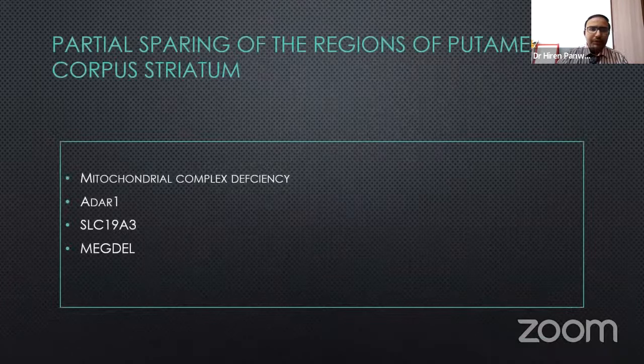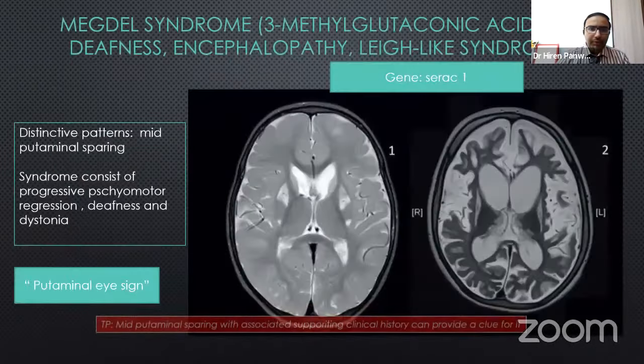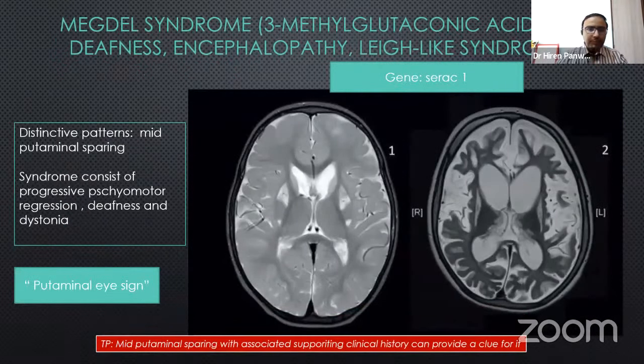Then there are certain conditions which have partial sparing of regions of the putamen or corpus striatum. It is not necessary that the entire putamen or caudate should be homogeneously involved. There are certain conditions which can involve patchy areas, but that can be symmetric. For example, this is an example of Mogad syndrome. When you see this kind of putaminal eye sign, what you are seeing here is symmetrical areas of hyperintensity in the bilateral putamen with sparing of the mid part of the putamen.